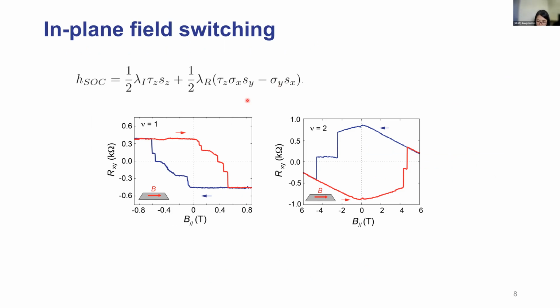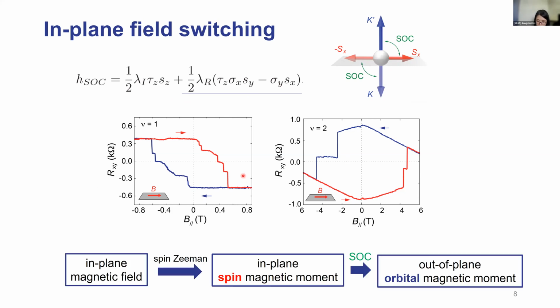And here, the Rashba term creates a coupling between the out-of-plane valley index and the in-plane spin index. Consistent with this picture, we observe the in-plane field-induced switching as plotted here. Here, this in-plane field first couples to the in-plane spin magnet via the spin's Zeeman energy, and then it couples to the orbital index via spin orbit coupling. Therefore, this in-plane field is indirectly switching these orbital magnets, and it's direct evidence of the spin orbit coupling in this system.